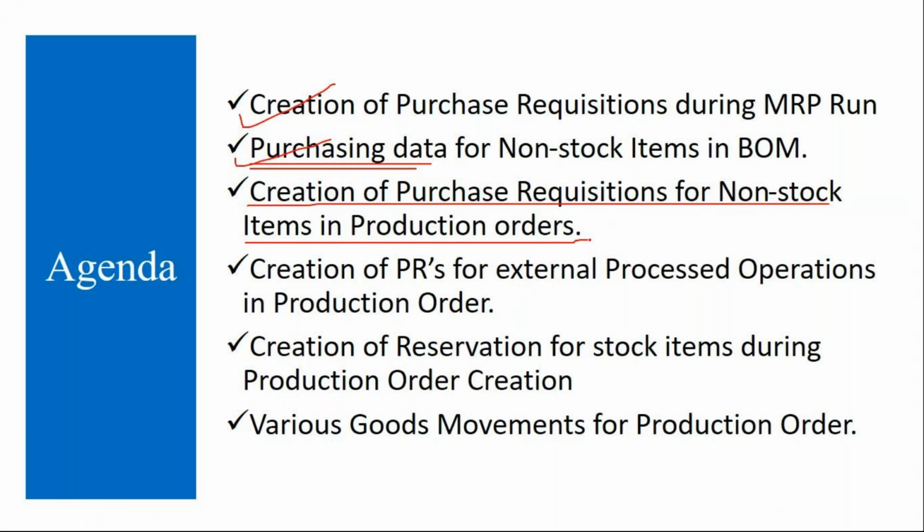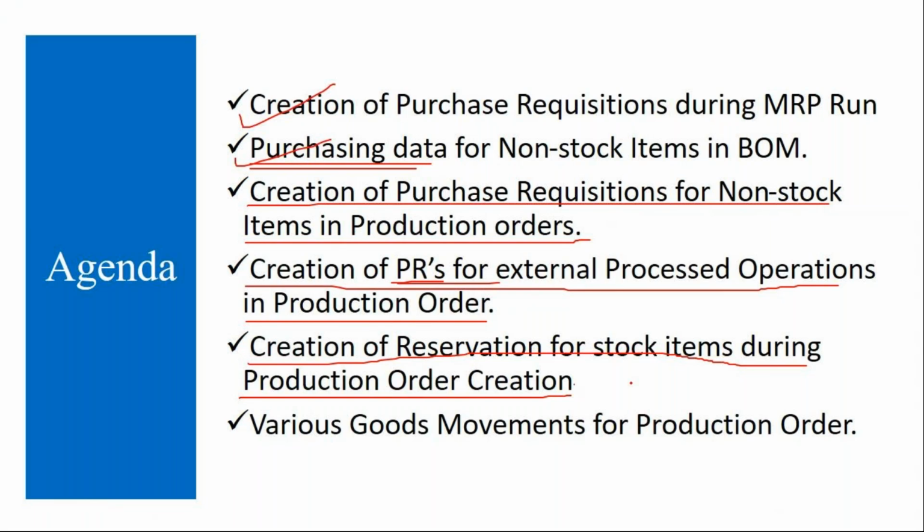Next, creation of purchase requisitions for non-stock items in production orders. After creating the production orders in PP, for the non-stock item, the system will generate the purchase requisitions. I'll show you how it happens in the system. Then, creation of PRs for externally processed operations in production orders. Like in MM we have seen subcontracting, in the same way in PP they have operation subcontracting. That time the system will generate a PR, and I will show you. Then, creation of reservations for stock items during production order creation. For the components, I will show you how the system generates the reservations.